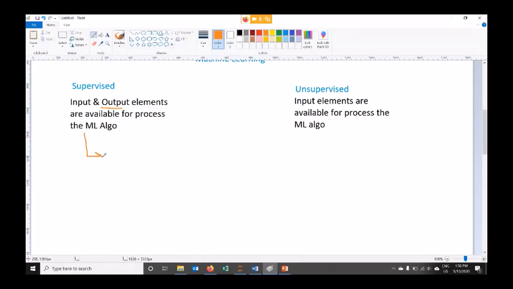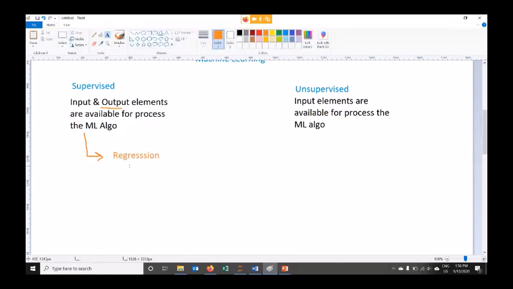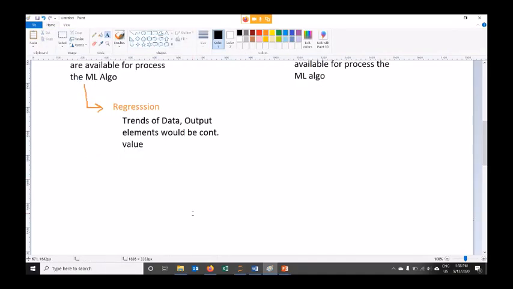First, we have the regression part, where we are getting trends of data, and the output element would be a value, or you can say a continuous value. Next, I say we have classification.